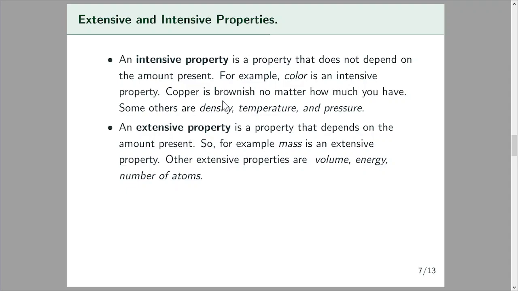So mass is an extensive property. Volume, total energy, number of atoms, those are all extensive properties. They depend on how much is present. And so these are just ways of categorizing properties: chemical properties, physical properties, intensive properties, extensive properties.